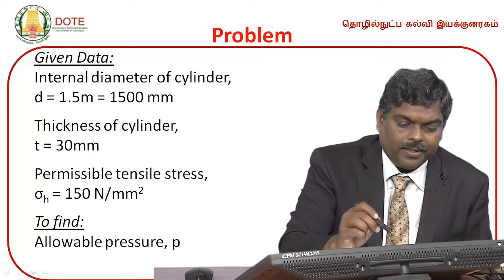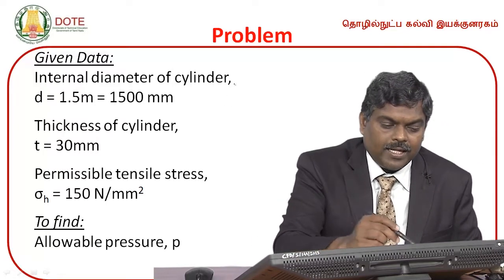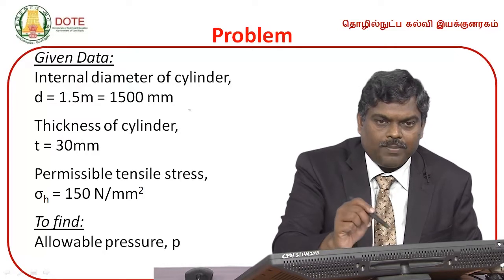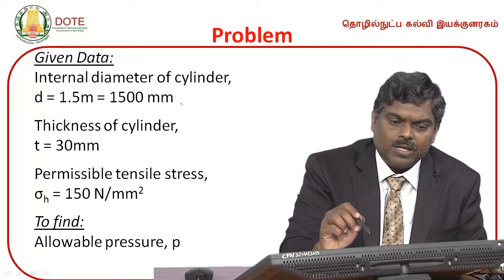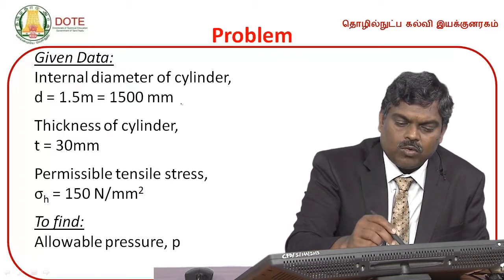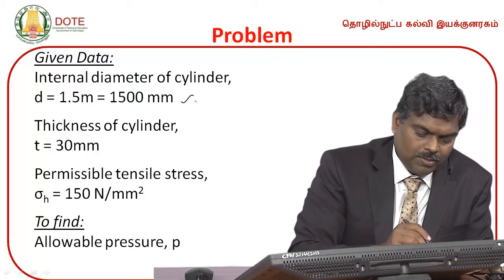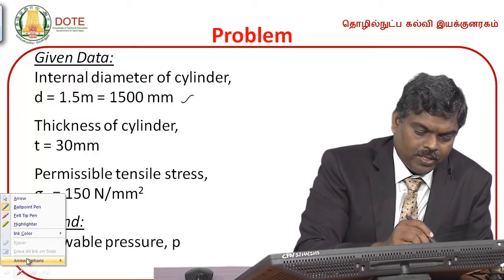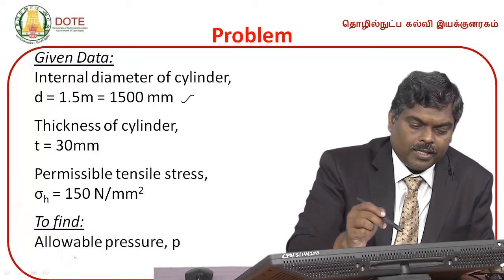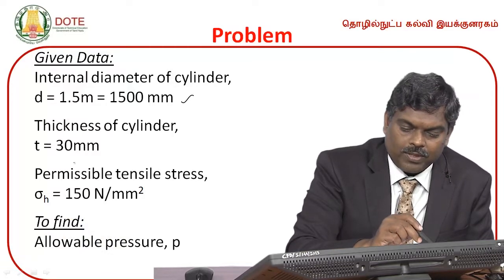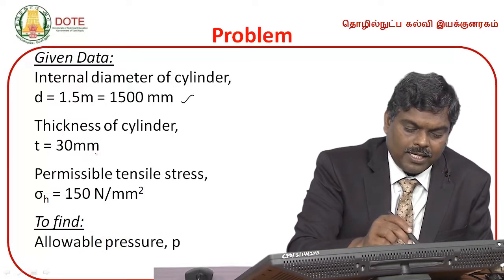So the given data: internal diameter of the cylinder D is equal to 1.5 meter. Since we are using mm, we convert it to mm. 1 meter is equal to 1000 mm, so 1.5 meter is equal to 1500 mm. Similarly, the thickness of the cylinder is taken as T is equal to 30 mm.